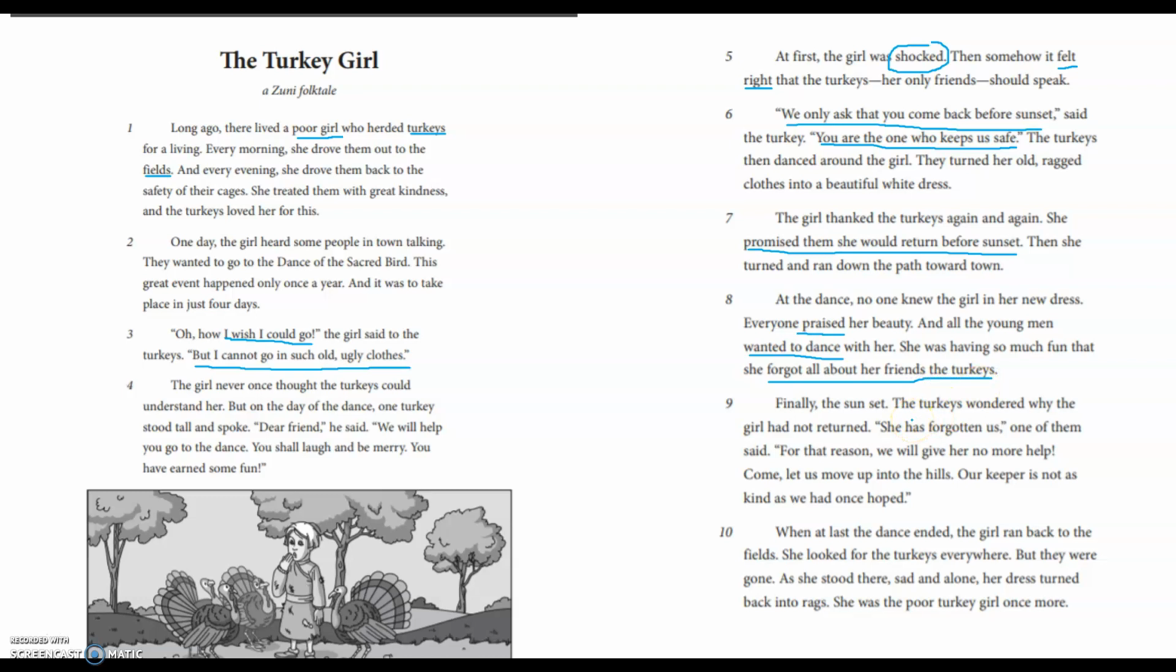Finally, the sun sets. The turkeys wondered why the girl had not returned. "She has forgotten us," one of them said. "For that reason, we will give her no more help. Come, let us move up into the hills. Our keeper is not as kind as we had once hoped." So what's the new problem in the story?